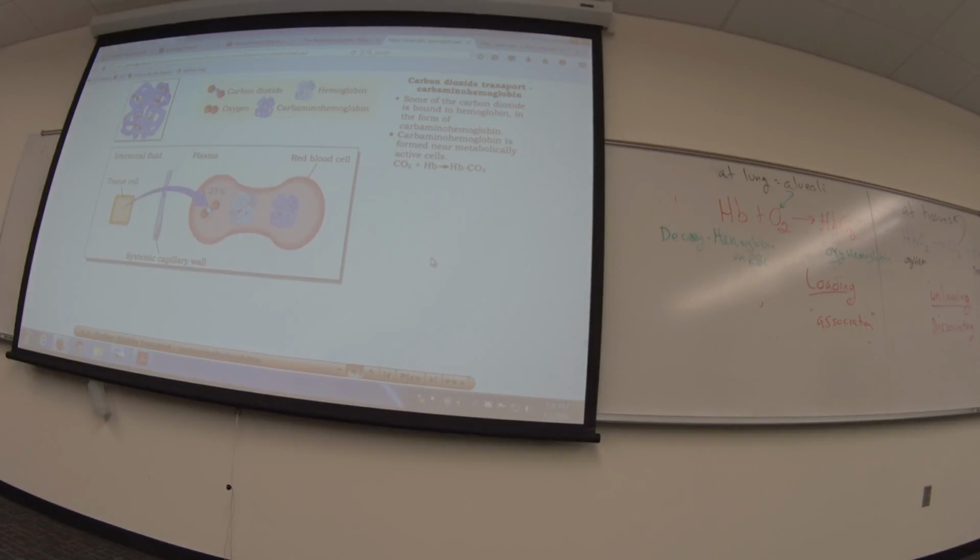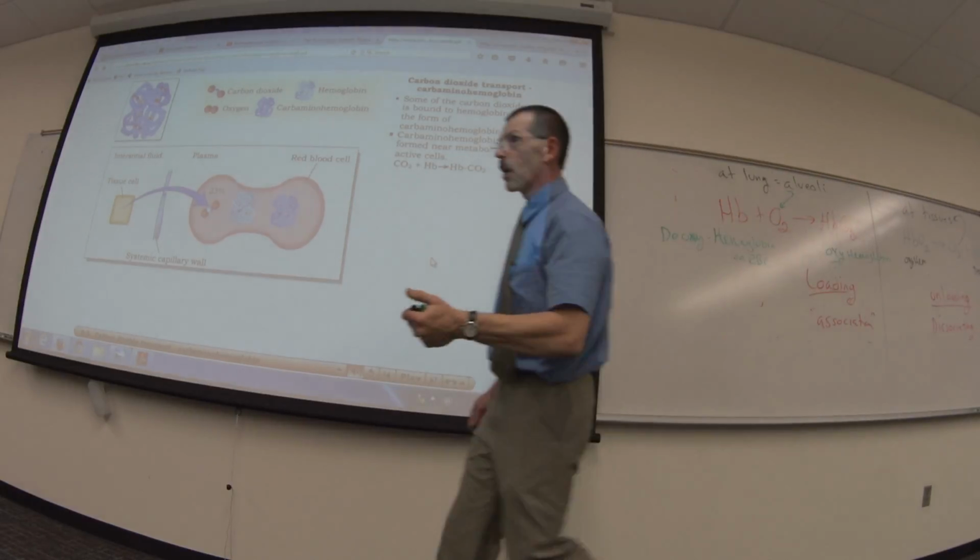Carbaminohemoglobin. I wish there was an abbreviation, there isn't. That's carbamino because it has a carbamino group on the hemoglobin. So some CO2 stays as bubbles, and some goes to your hemoglobin and sticks like that. All right? Let's keep going.